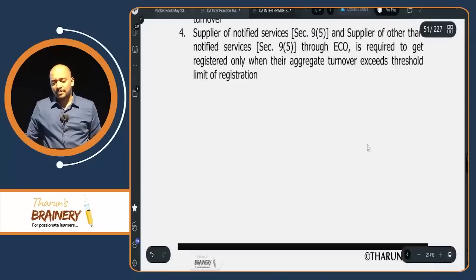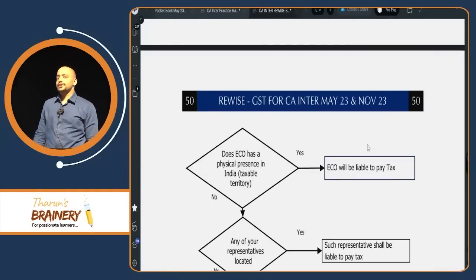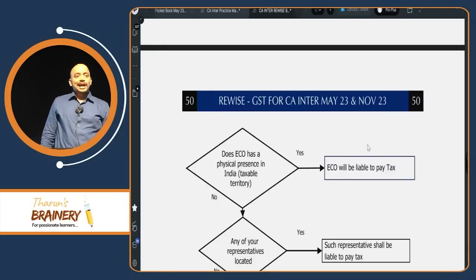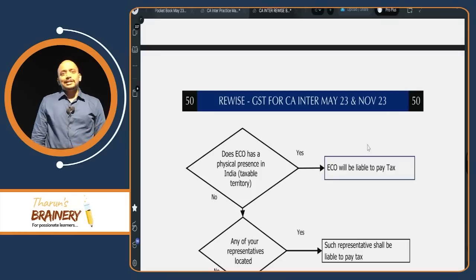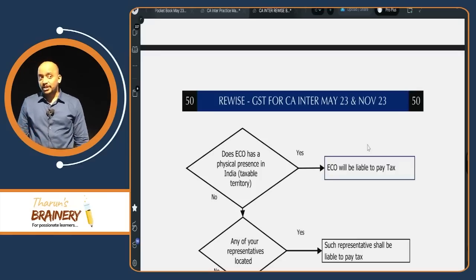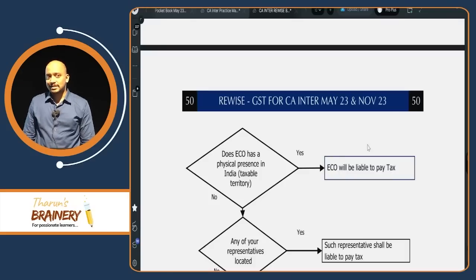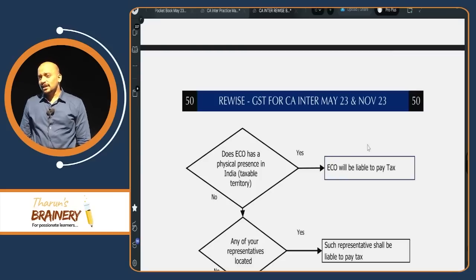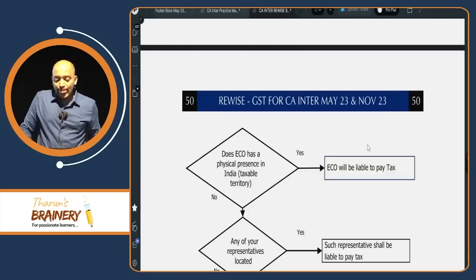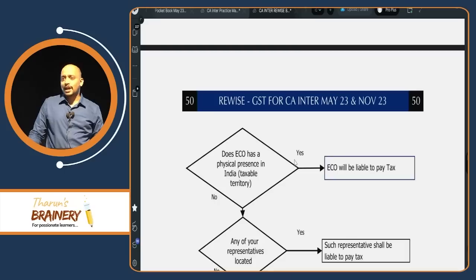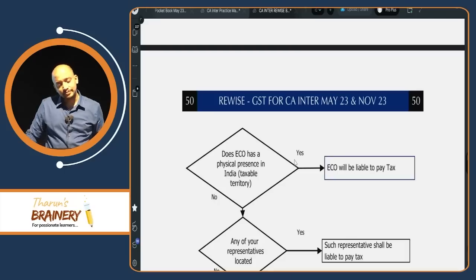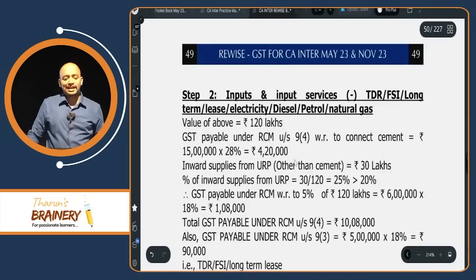Now, one last time, can you tell me what are the notified services through e-commerce operator? HATE. H for? A for? T for? Transportation of goods or passengers, sir? Passengers. Then E for? Eating food from the restaurant. Okay. So of these 4 cases, in the first 2 cases the supplier should be registered, in the next 2 cases the supplier may or may not be registered. So we completed 9.5.